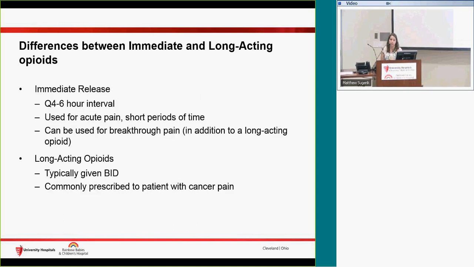Between immediate and long-acting, I'm sure everyone in this room has an idea about this. Immediate is the shorter-acting, so it's going to be an interval every 4 to 6 hours, and you're going to use it for acute pain. Long-acting is typically more of a twice-a-day schedule, and you're going to use it for things like cancer pain. Another one that I've seen is patients who have severe OI and constantly break their bones, so they need long-acting prescriptions too.